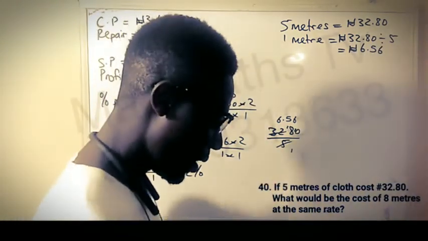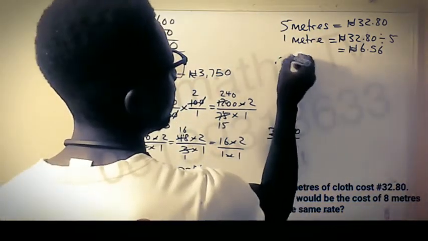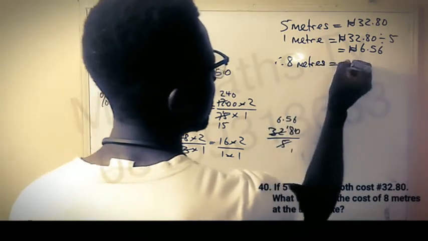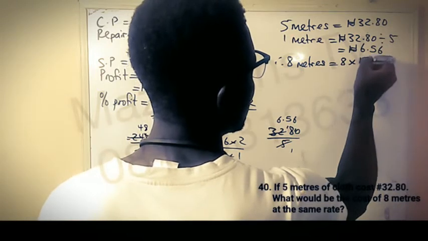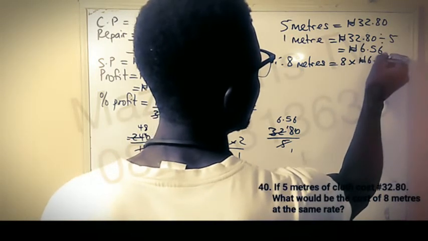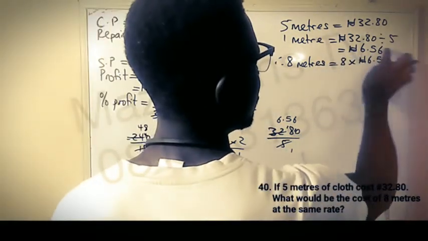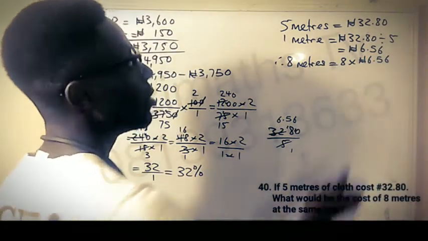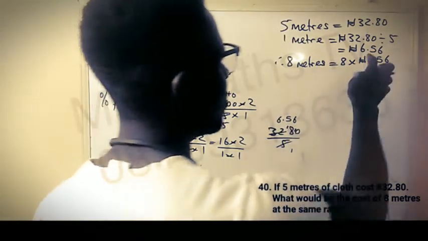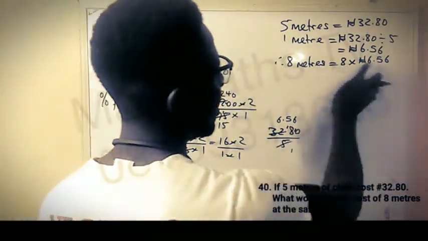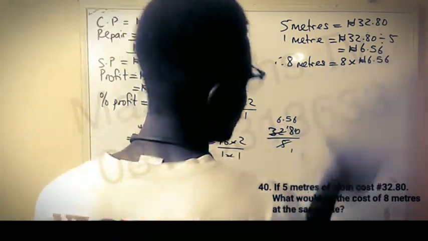Now we can find the value of 8 meters at the same rate. So therefore 8 meters will be 8 times the value of 1 meter of cloth, which is 6 naira 56 kobo. Okay, that means this is the amount that 1 meter of cloth is sold for. So you add it in 8 places. Okay, so to break it down, just multiply it by 8. That is this amount for one, for another one, in 8 places. You just multiply straight.